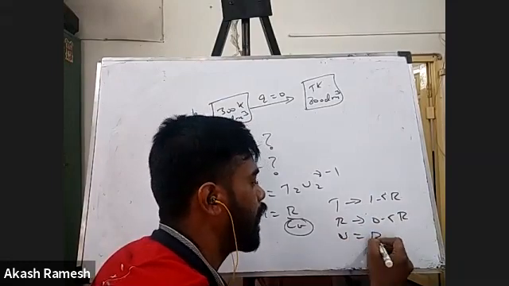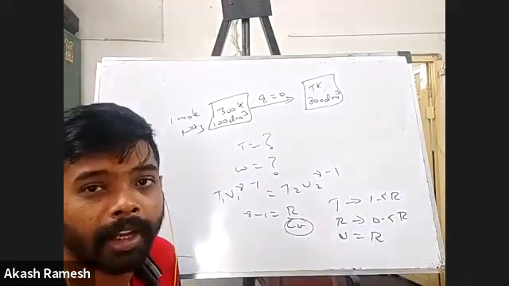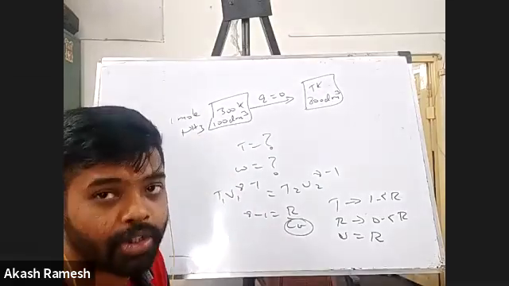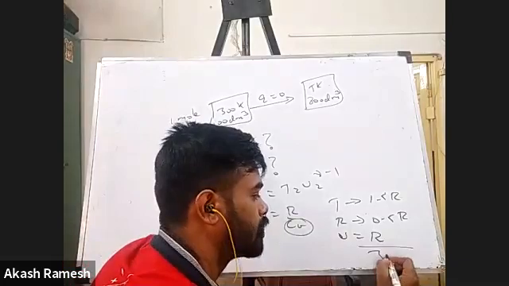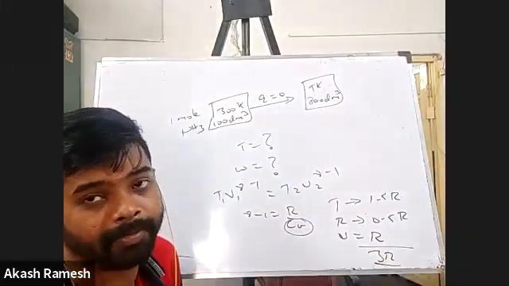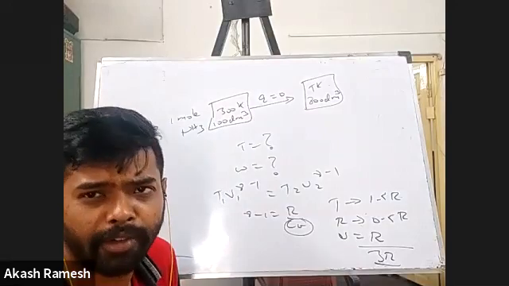Vibrational motion, it is R, just 1 R, right? So now this molecule has all three types of motion. So definitely you will see that I'll sum it up. I'll be getting 3R as the CV value. Guys, you have to know this, right?